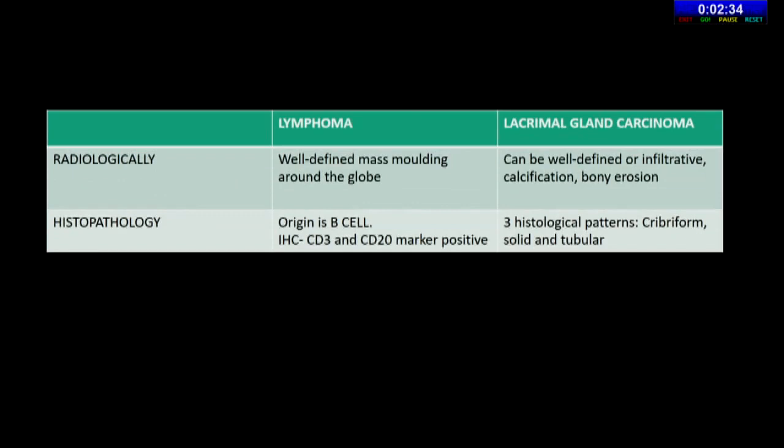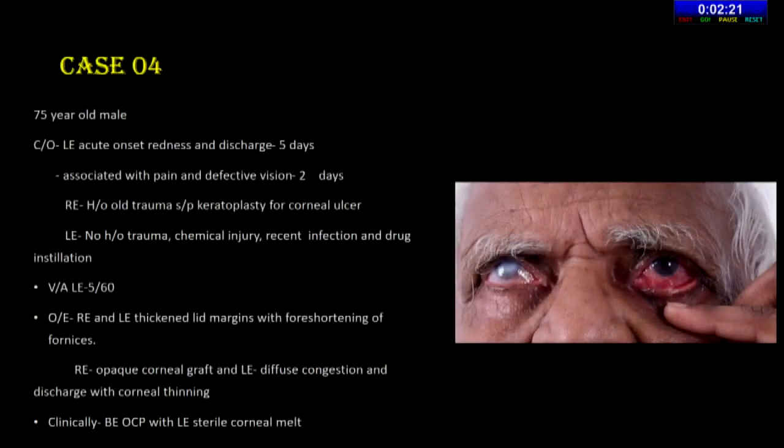Lymphoma can be well-defined, molding to the globe, whereas lacrimal gland carcinoma can be well-defined or infiltrative. Calcification is very characteristic and can be present in 30%, and bony erosion is present. IHC also helps in differentiating lymphoma from lacrimal gland carcinoma.